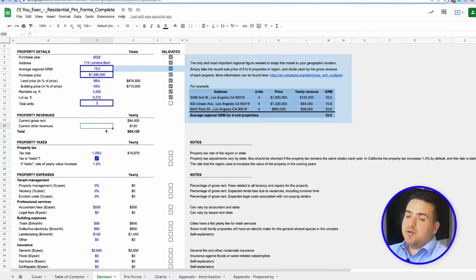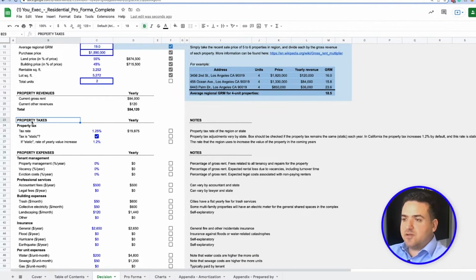There are a lot of different costs associated with real estate. One of them is property taxes.